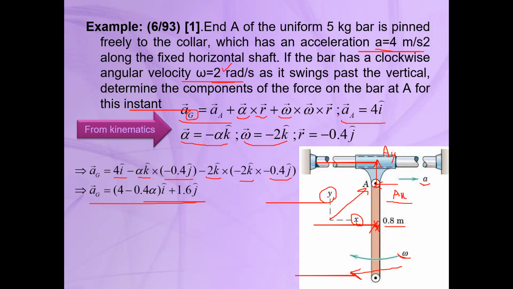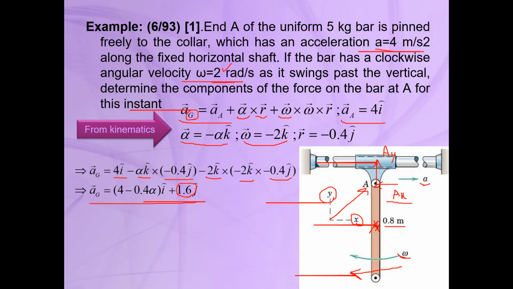You can see the mass center has the acceleration in vertical and horizontal direction. In the vertical direction, the acceleration is clear, it is 1.6. In fact, this acceleration is R omega squared. And because we know how much R and omega are, we know the acceleration in vertical direction for the mass center. So easily from this term, you can obtain AY.